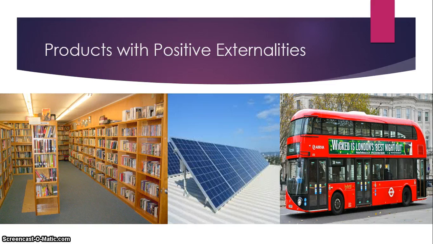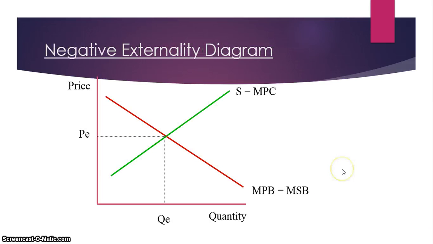Also, that saves space on the roads as well. That's 40 or 50 cars that won't be on the roads. And they're cheap as well, much cheaper to run than having to pay for petrol all the time. So these three products have clear positive externalities. And we're going to go back to this example in a minute of the bus.